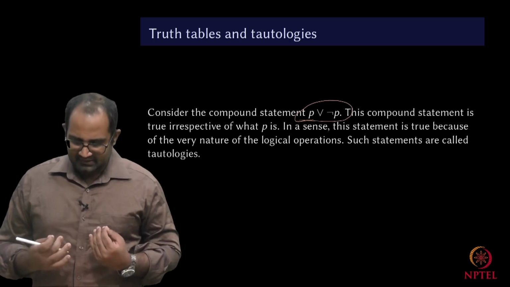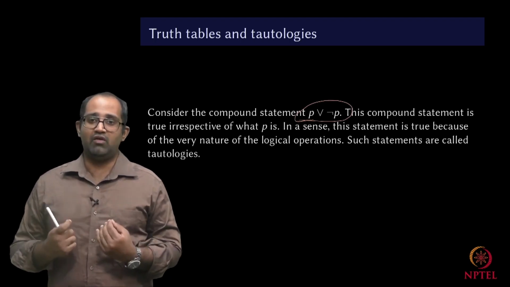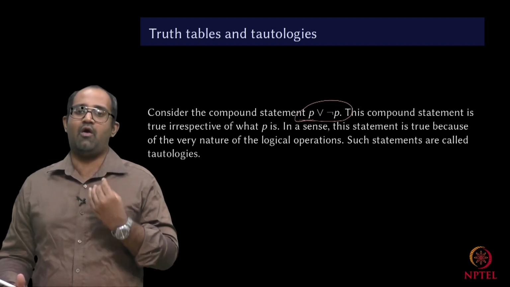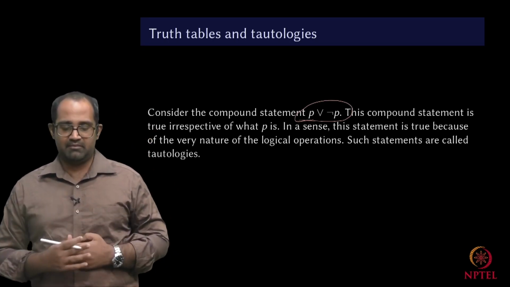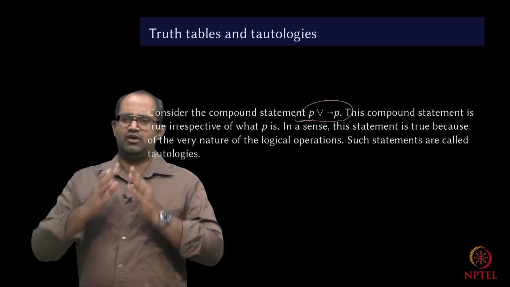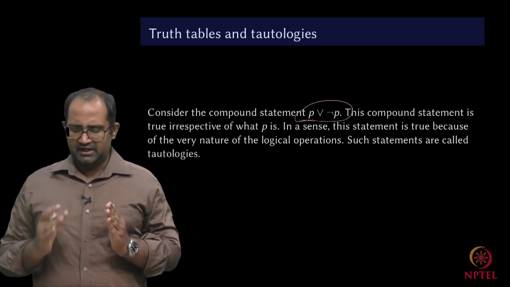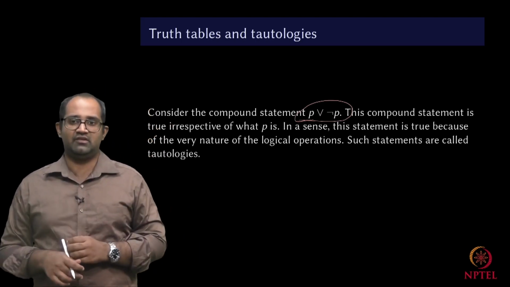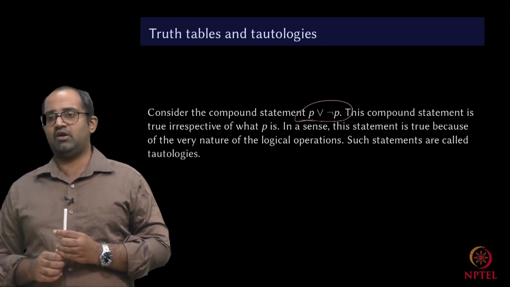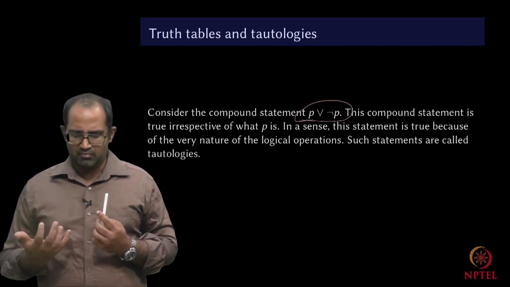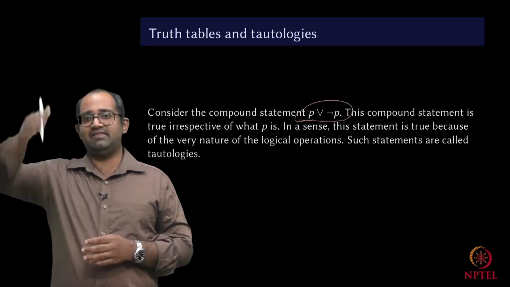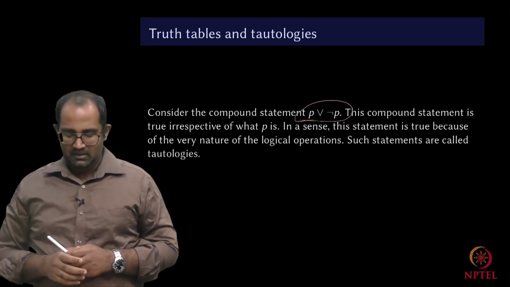In some sense, the statement P or negation P is true because of the very nature of the logical operations. In other words, by the meaning of the word or and the meaning of the word negation, this statement turns out to be true. Such statements are called tautologies. So, in other words, tautologies are those statements where, irrespective of the truth values of the individual constituents, the compound statement is always true. Again, to check whether some particular compound statement is a tautology or not, the simplest, most straightforward and most brutal way to do it is to just elaborately write out the truth table and check that the last column consists only of all truths, then it will be a tautology.